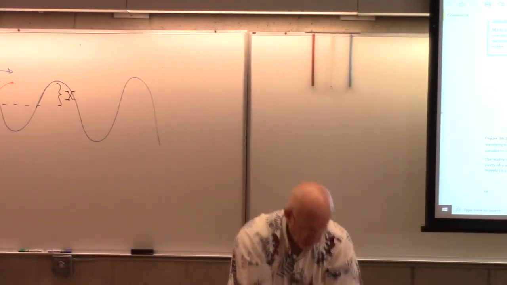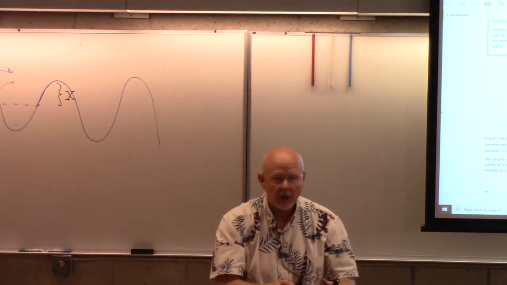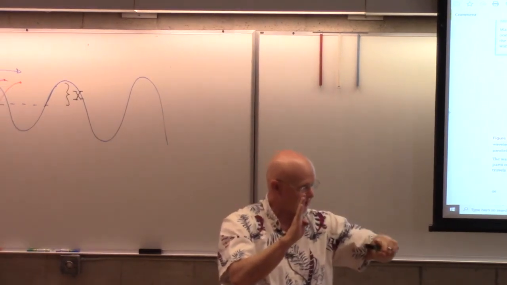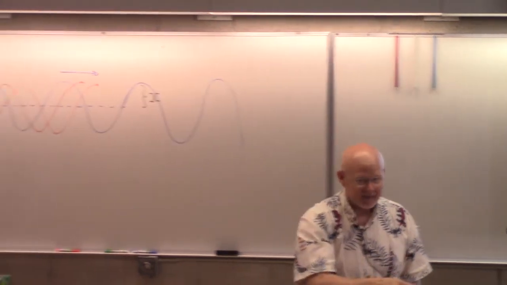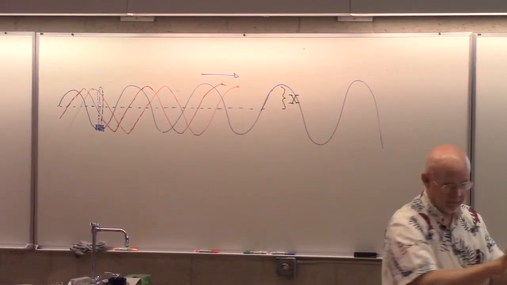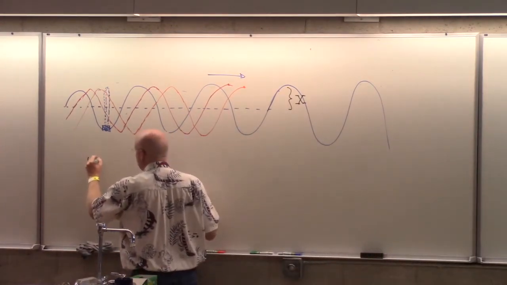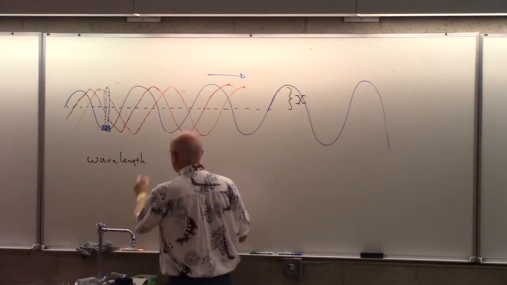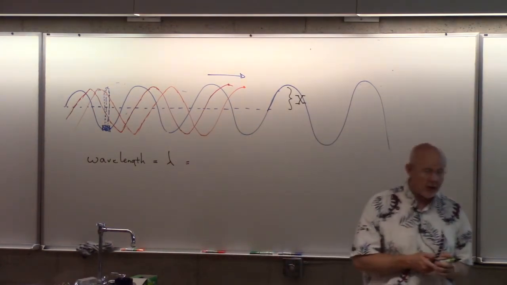See, when we had one oscillator, we had an amplitude, we had a period, we had a frequency. But what we did not have is a distance until it repeats itself. And that's called the wavelength. And so that you can only have with waves. You can't have it for a single oscillator. And so we have something very important to add here, which is its wavelength. And we like to symbolize that with the Greek letter lambda.